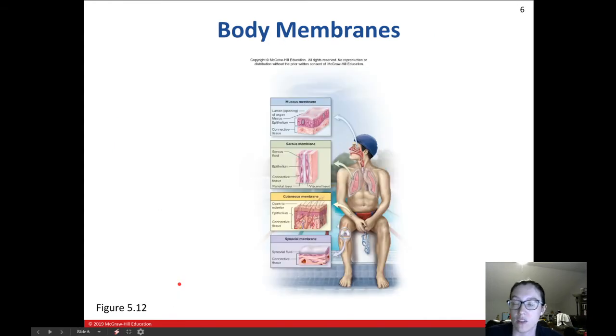So mucous membranes are the first ones we'll talk about. And these are going to be lining all of the cavities within your body that open to the outside world. So your digestive tract, your respiratory epithelium and the respiratory tract, your urogenital tracts. Anything here that opens to the outside world is going to be covered by these mucous membranes. And obviously, as the name implies, they're going to be covered by a layer of protective mucus.